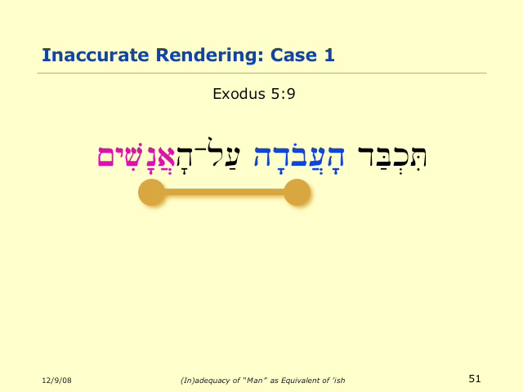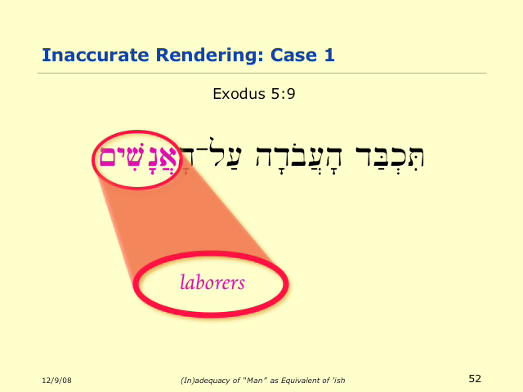In other words, when Pharaoh employs the term anashim, he identifies the people whom he has in mind not by their nature, but rather by their function. The co-text thus yields a connotation for ish contextually as referring to laborers.